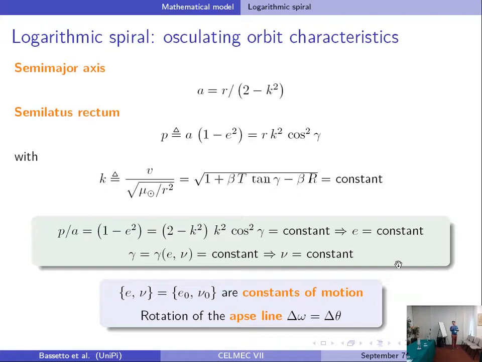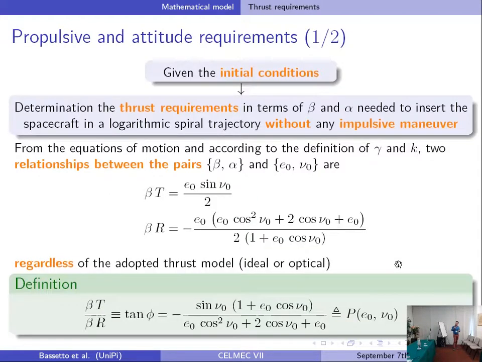One important consequence of this statement is that the rotation of the line of apsides, which I have indicated as delta omega, is equal to the variation of the angular coordinate delta theta. Now, the question is, once we know the initial conditions in terms of initial eccentricity and true anomaly, what are the thrust requirements in terms of lightness parameter and solar sail pitch angle alpha needed to insert the spacecraft in a logarithmic spiral trajectory without an impulsive maneuver?